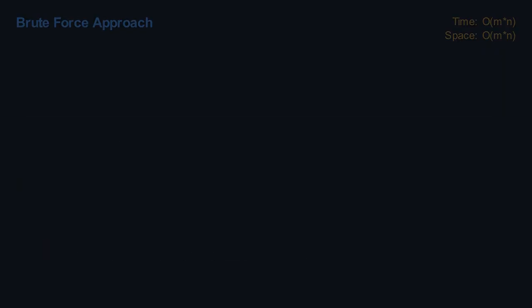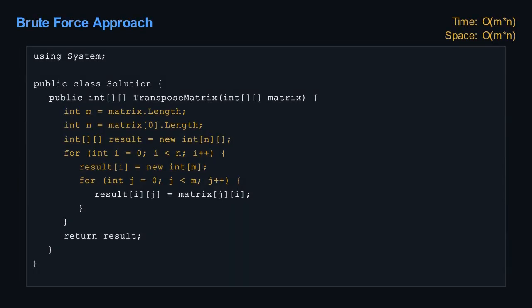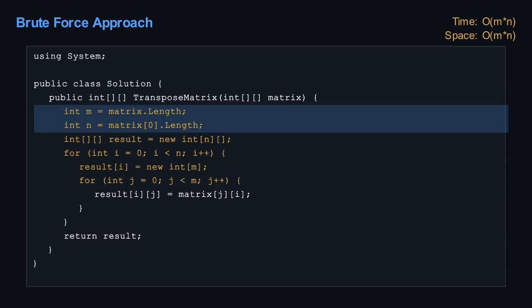home. The most obvious thing to try is to simply build a brand new grid from scratch. Imagine you have your original grid on one piece of paper, and you take a second, blank piece of paper to draw the result. You would look at the first row of your original grid and write those numbers down as the first column of your new grid. Then you'd move to the second row and write those as the second column. Conceptually, you are just reading from one table and writing into another.